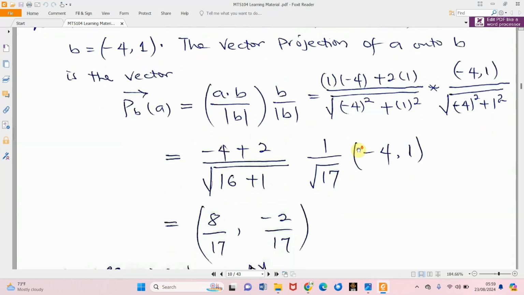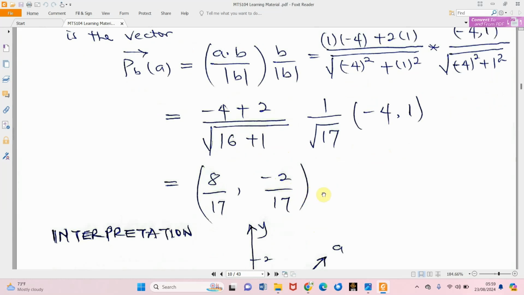When you do that, you see that 1 times -4 gives us -4, 2 times 1 gives us 2, the -4 squared gives us 16, 1 squared gives us 1, then the square root will be 17. Likewise we have (-4, 1) over square root of 17. Root 17 times root 17 gives us 17, and -4 plus 2 gives us -2. So -2 times -4 gives us 8, and -2 times 1 gives us -2. This is the vector projection of vector A on B.